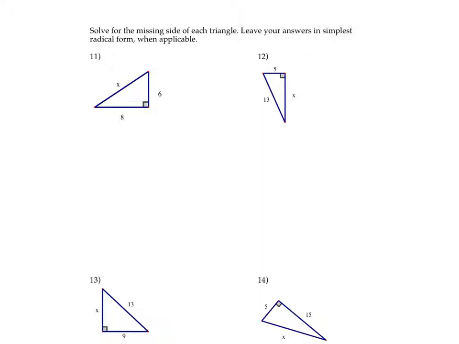So notice in these 4 problems, we don't have any information about the angles, so we've got to use a squared plus b squared equals c squared. Okay, and notice also that the directions say leave your answer in simplest radical form. And guess what? That means no decimals.